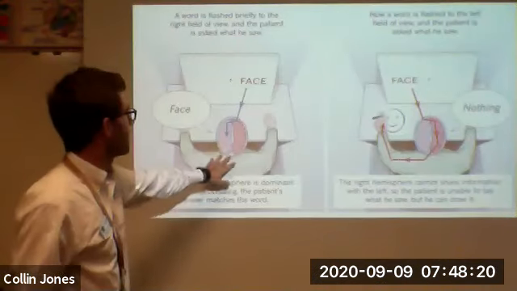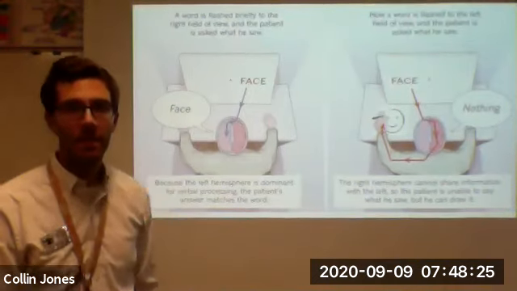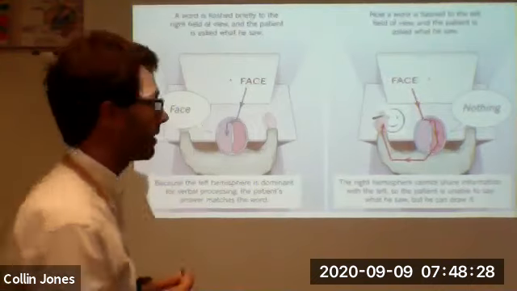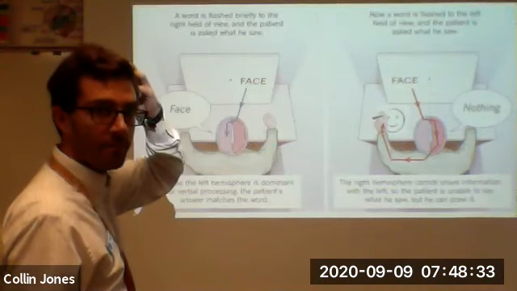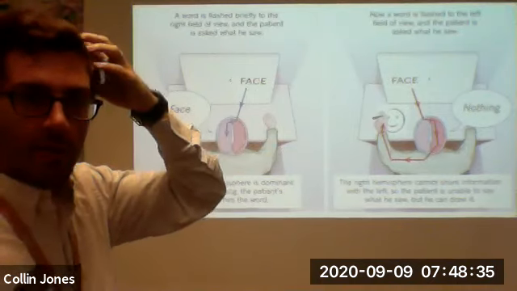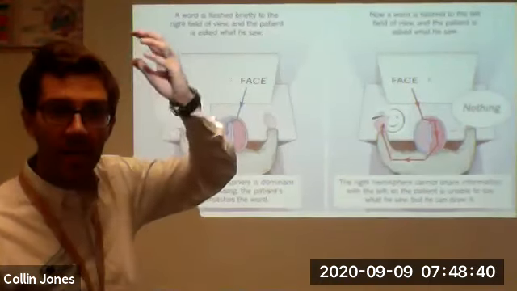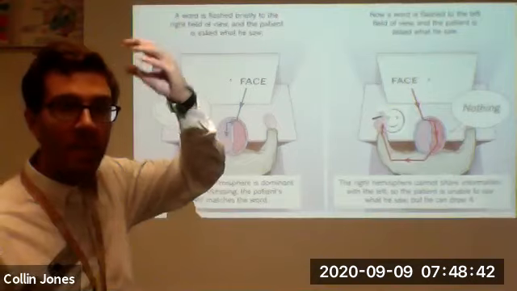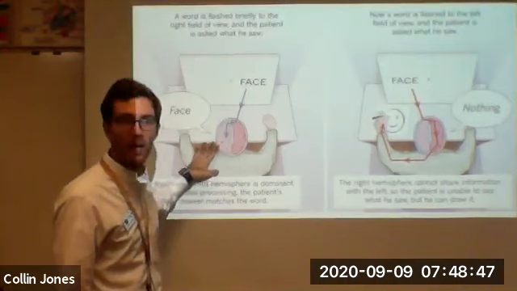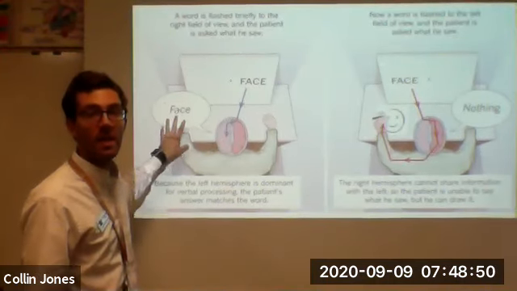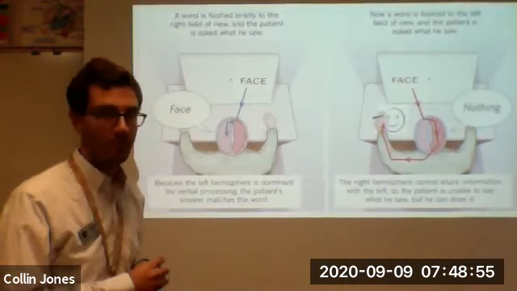So what you have here is a split brain patient, okay? And the word face gets flashed to their right, so it goes to the left half of their brain, which is the language part. So if this patient is asked, what did you just see? Well, the part of the brain that's going to answer is the left hemisphere. What did the left hemisphere just see? The left hemisphere just saw the word face. So they'll be able to say, I saw the word face. Okay? Now, here's where things get weird.